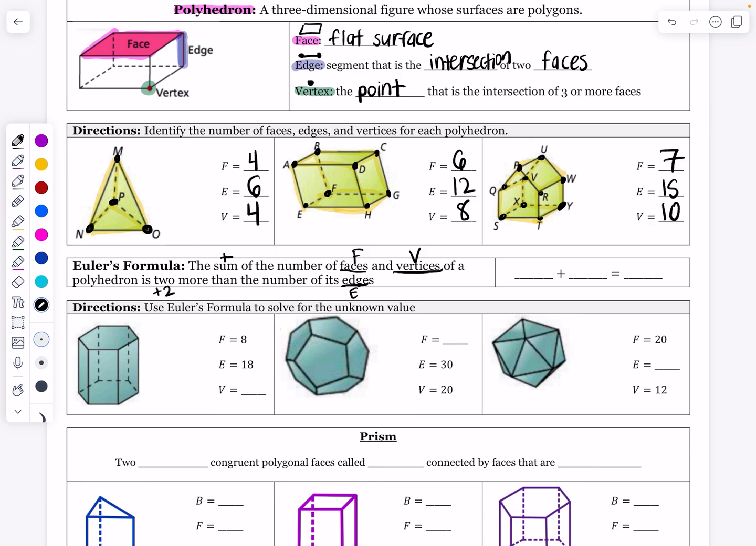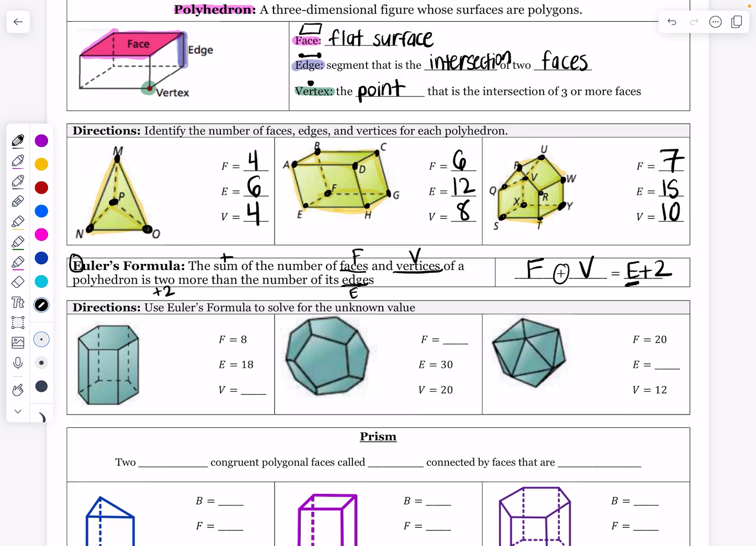And so what is that formula? It's going to be F plus V. The sum of F plus V is going to be equal to the number of edges plus 2. So F plus V equals E plus 2. His formula starts with an E, and so the way I remember which letter is by itself with a 2 is that it's the one with the E. It's the number of edges plus 2. So F and V go on the other side and you add them together. So faces plus vertices equals the number of edges plus 2.